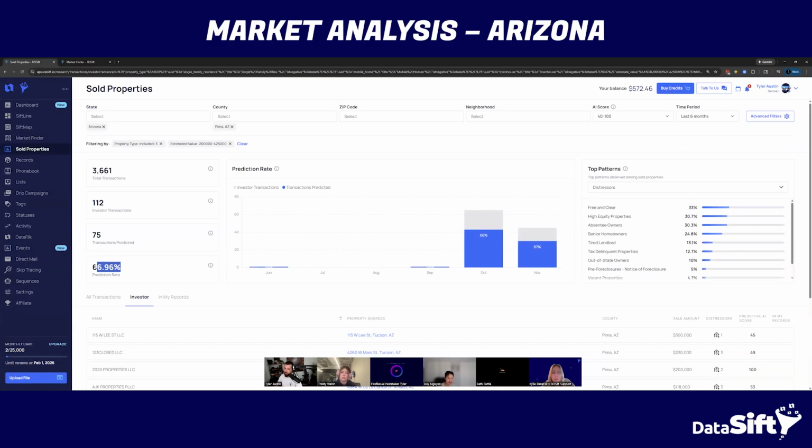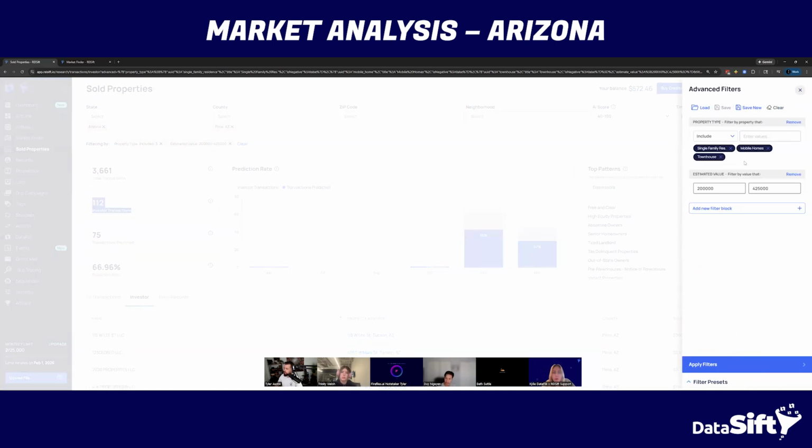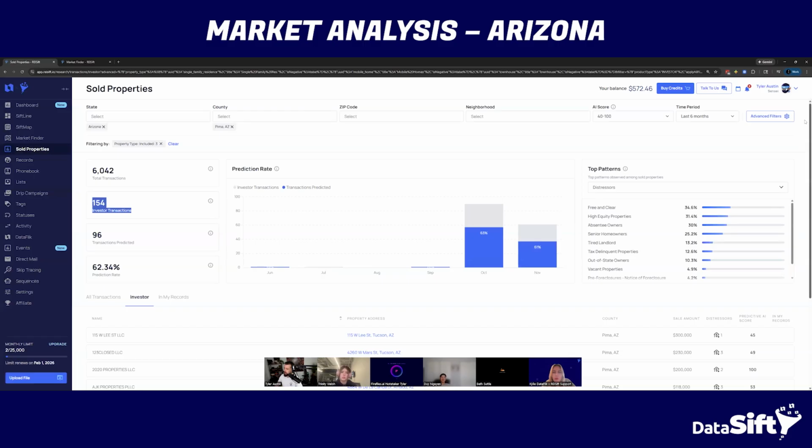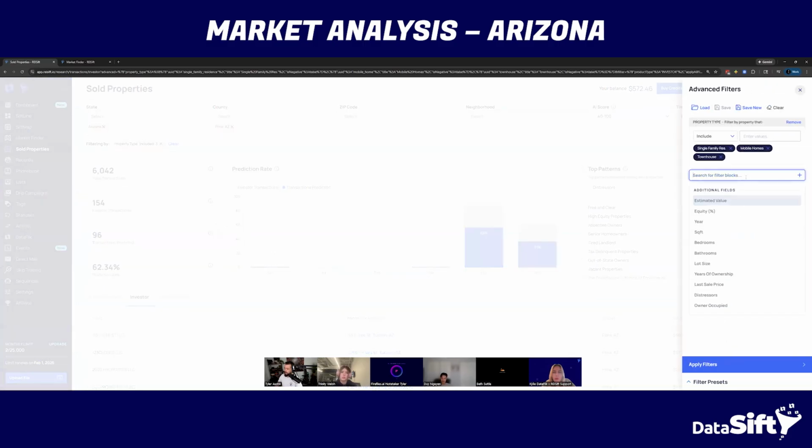Now it dropped it down a little bit, but what I want you to watch here is the investor transactions number, not connection rate or percentages. So just watch this investor transactions number. So let's remove that real quick and then click apply again. It goes to 154. So when I add that estimated value in there, it's narrowing down the types of investor transactions. And what I personally look for is me adding in a characteristic and not losing like 50% of my investor transactions, right?